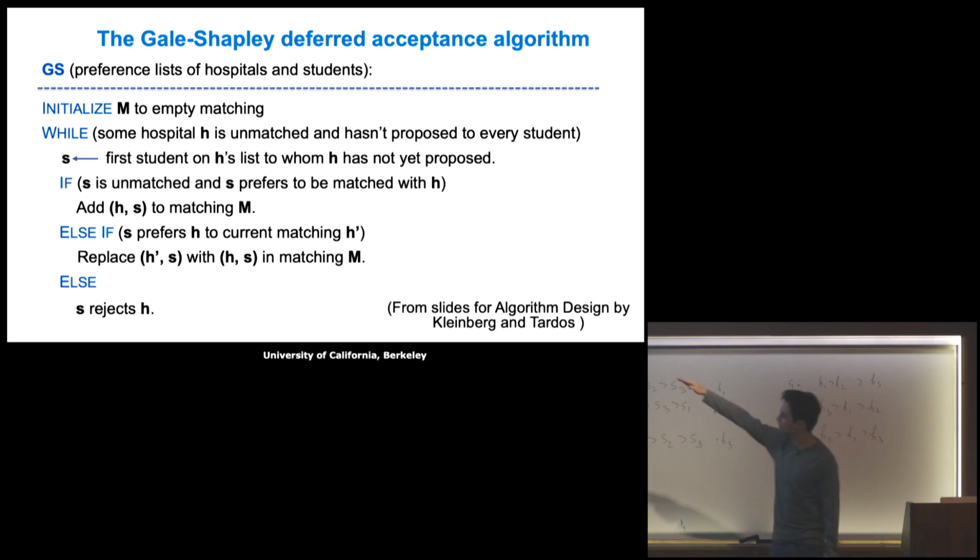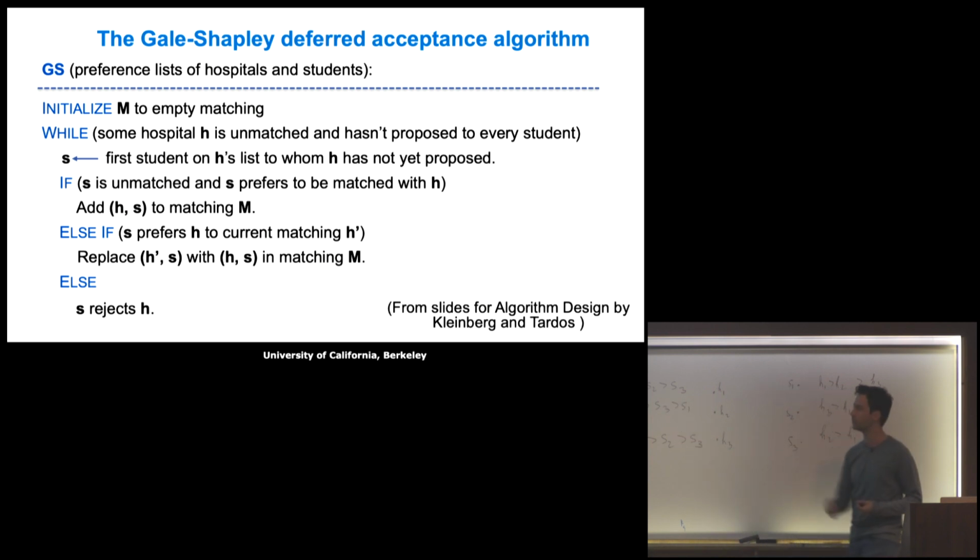Okay. And then there are a couple of cases that can happen. The student is currently unmatched with any hospital, and they prefer to be matched with H over being unmatched. It's also possible that they might just prefer to not have a match and not go to the hospital at all. But let's assume they prefer to be matched with H. Then we add the pair HS to the matching M. A different case: the student S prefers H over their current matching H prime. It's the case we had on the board before. Then we're going to replace the pair H prime S from the matching with HS. So we're improving the match of the student. And the third case is simply the student rejects the hospital. They don't like their proposal, either because they're matched to a better hospital for them, or just because they prefer to be unmatched. Okay. So this is the algorithm.